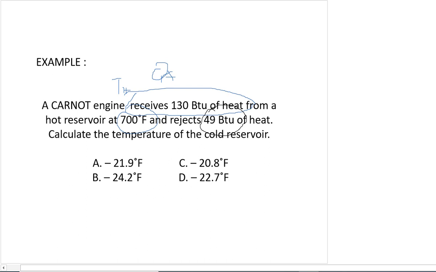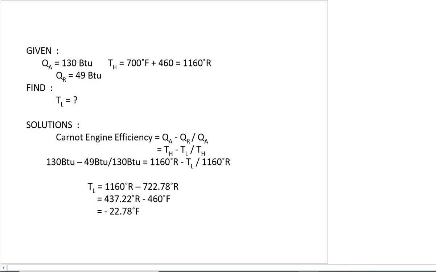Calculate the temperature of the cold reservoir. Very basic lang to. So di ba? Yan, susulat mo na yung given, yan Q added, di ba? Kanina. T high 700 of course plus 460 kasi pag ginawa mo yung absolute temperature, mag-add ka ng 460 to make this unit Rankine. Kasi hindi pwede na hindi mo i-absolute yan. TL pa lang ang hinahanap.